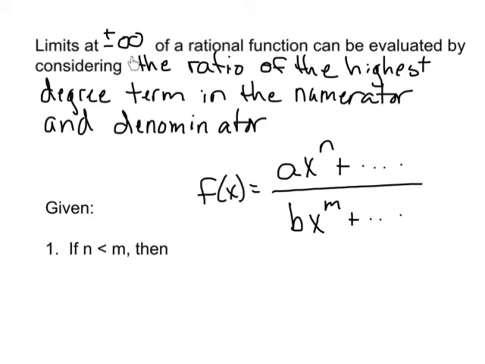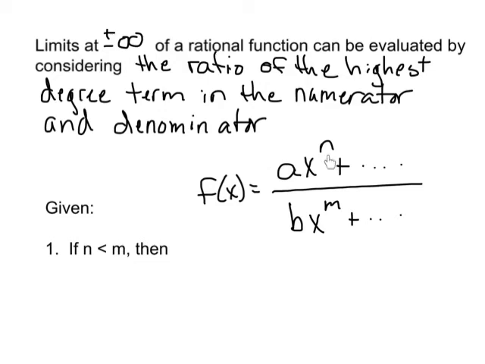Limits at positive and negative infinity of a rational function can be evaluated by considering the ratio of the highest degree term in the numerator and the denominator. The highest degree term in standard form, you would have the highest exponent. So you're going to look at the coefficients after you look at the highest degree terms. And there are 3 cases.